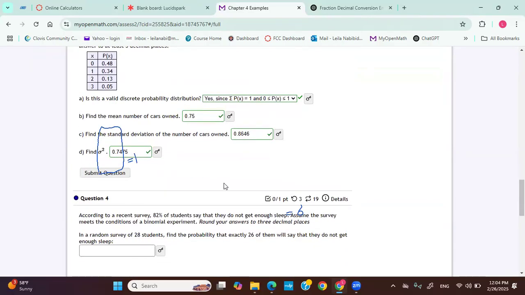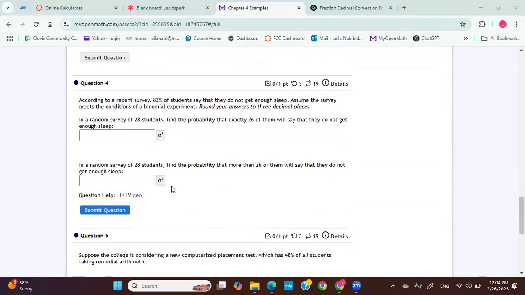Let's look at another example. It says, according to a recent survey, 82% of students say that they do not get enough sleep. Assume the survey meets the conditions of a binomial experiment. Okay, I have a binomial distribution here. I know all the properties of the binomial distribution.